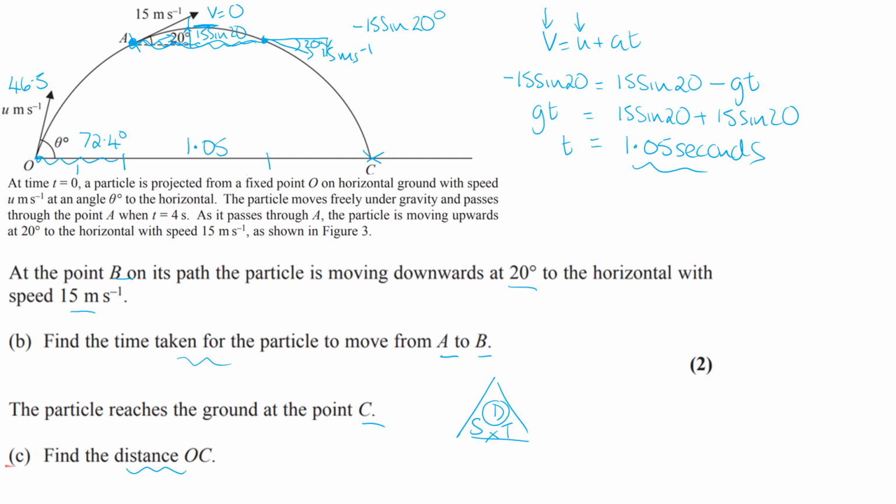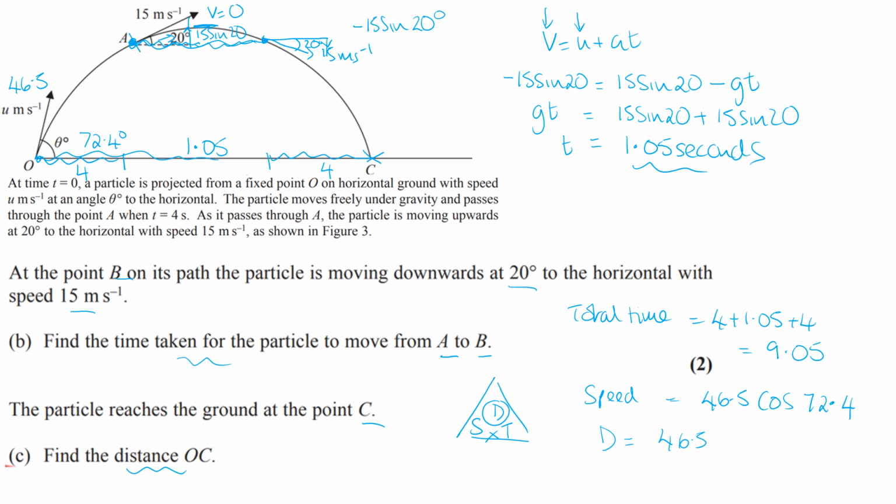The time to get to A was 4 seconds, and then the time to get from B to C is going to be 4 seconds. So the total time is equal to 4 plus 1.05 plus another 4, so that's going to be 9.05. And remember, the speed horizontally was constant. The speed is equal to our 46.5 cos of the 72.4. So all we need to do to find the distance is multiply those two together. 46.5 cos 72.4 times 9.05 will give us a distance of 127 meters.